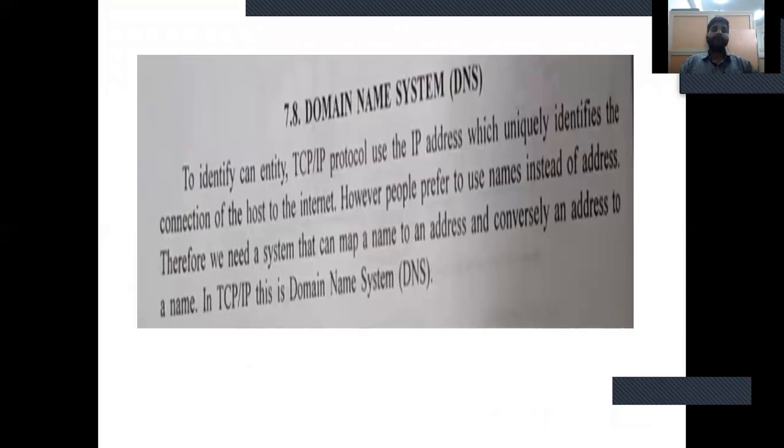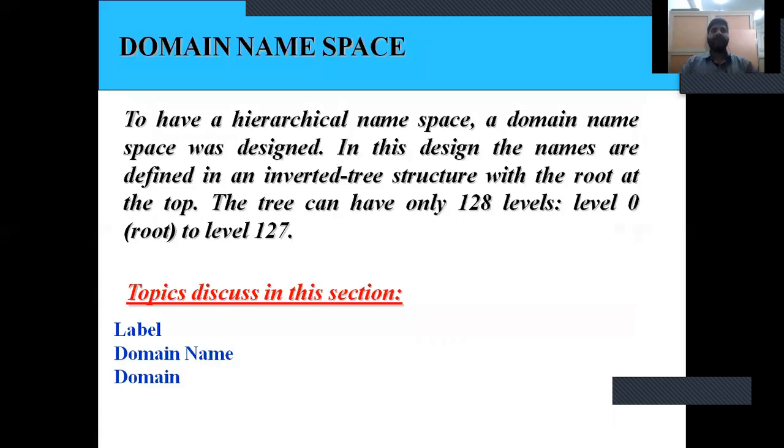Domain name system definition: to identify an entity, the TCP/IP protocol uses the IP address, which uniquely identifies the connection of the host to the internet. However, people prefer to use names instead of addresses. Therefore, we need a system that can map a name to an address and, conversely, an address to a name. In TCP/IP, this is the domain name system, known as DNS.